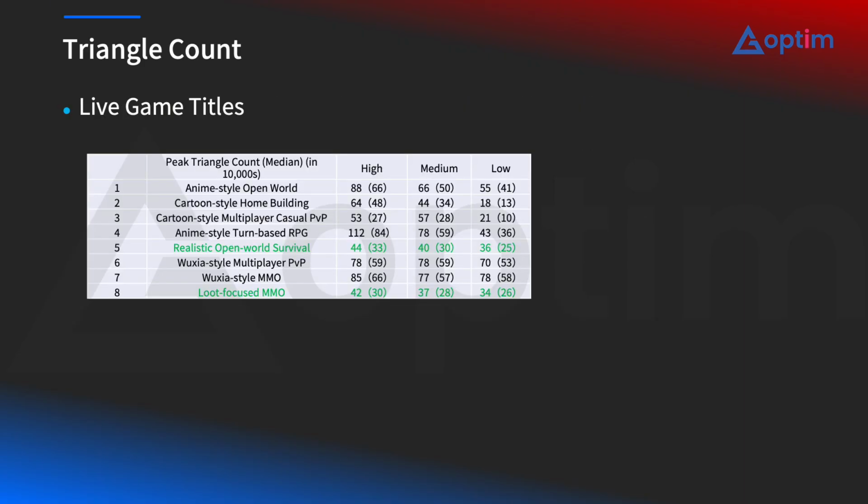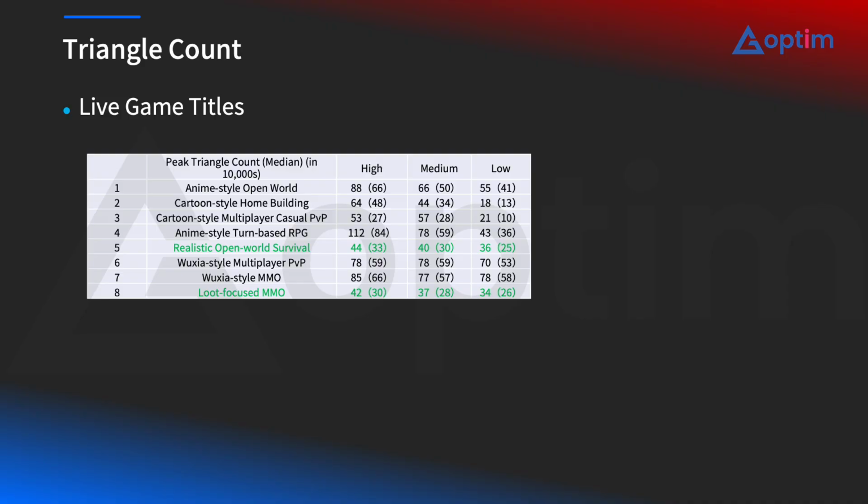We also collected data from several well-known live games. This includes large-scale titles such as anime-style turn-based RPGs. In high-quality mode, we observed a triangle peak of around 1.12 million. The value in parentheses represents the median level extracted from the curve, which reflects more typical runtime behavior rather than peak values. Overall, we collected a large amount of real-world game data.